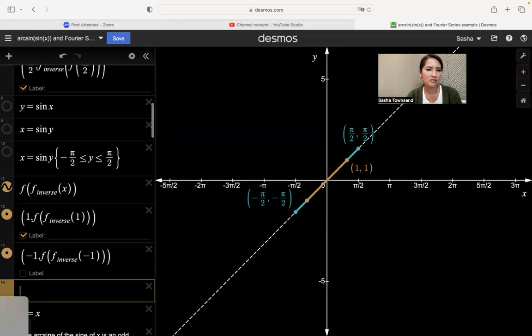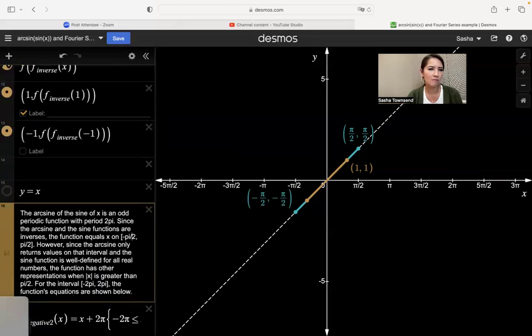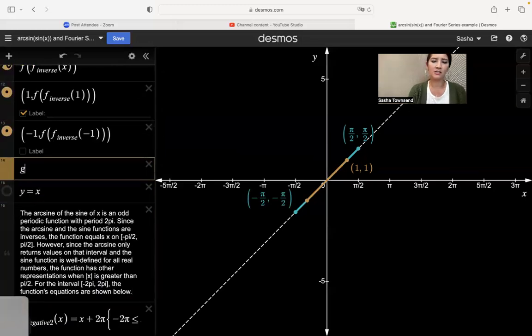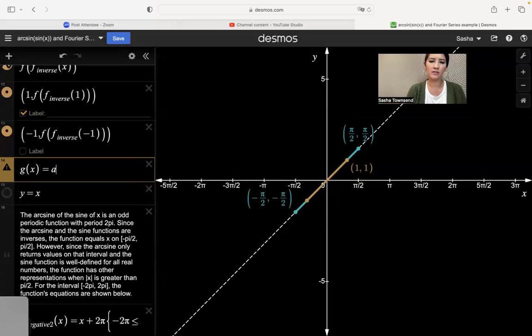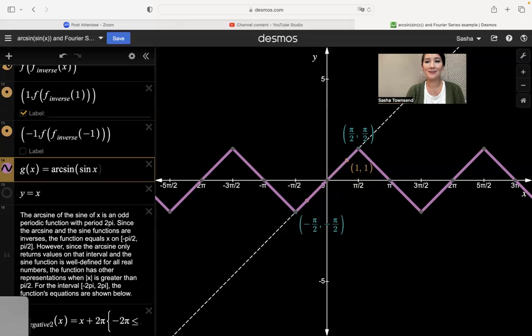So I have my f inverse on the outside. I'm going to call it g for now. So that's my arcsine on the outside and my sine of x on the inside. Okay, whoa, isn't that pretty cool? I think it's cool. It's not just y equals x. Y equals x is this white dotted line. We do get y equals x on the interval from negative pi over 2 to pi over 2, but we get these other line segments.